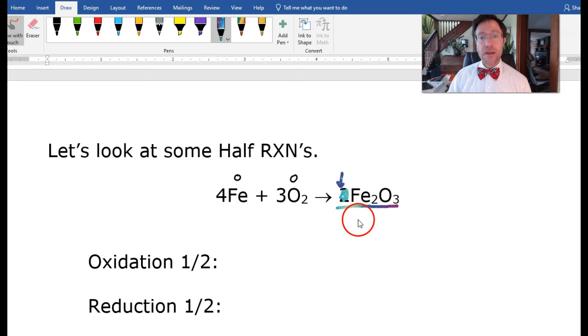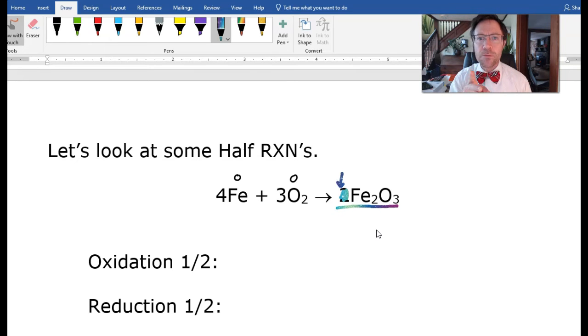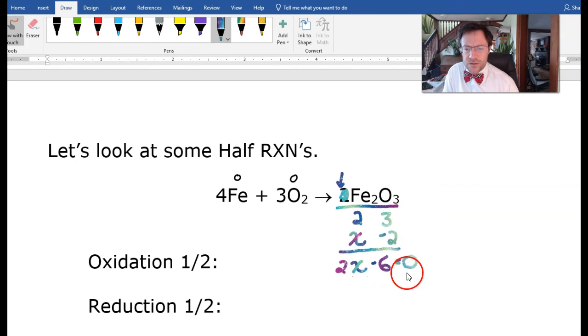If I look at my periodic table, iron can be either a +2 or a +3, so I don't know what that's going to be. Let's check it out. There are 2 irons and 3 oxygens. Iron is unknown, and oxygen is -2. 2 irons, each with a charge of x, gives me a total of 2x. I have 3 oxygens, each with a charge of -2, giving a total charge of -6. These all add up to 0 because it's a neutral compound. So 2x minus 6 equals 0, 2x equals 6, x equals 3.